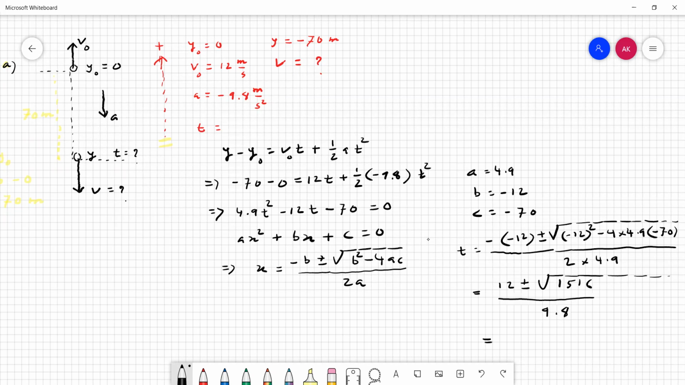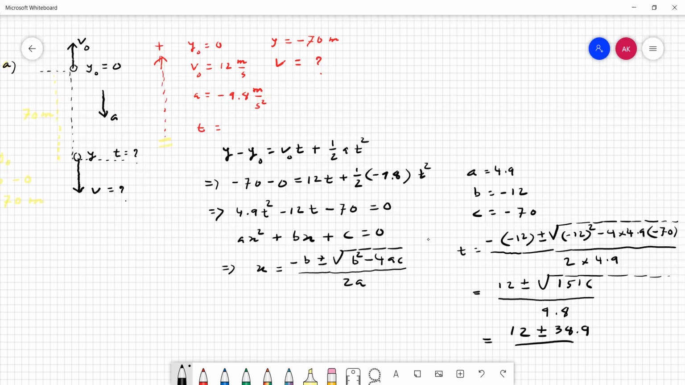And then if you take the square root, that's 38.9358 and some other number. If you take the square root of 1516, how much do you get? 38.9358. Yeah, let's just use plus minus 38.9.